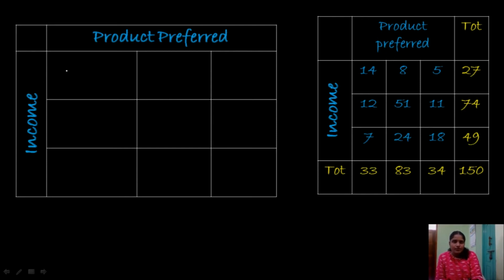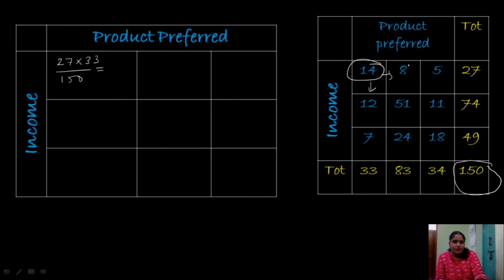First, the expected frequency for the observation 14. For that I have to multiply its corresponding row total with column total and divide that value by the grand total. The 14 has the row total as 27 and its column total 33. So row total 27 multiplied by 33 over the whole total, which is 150. This is the whole total we get.